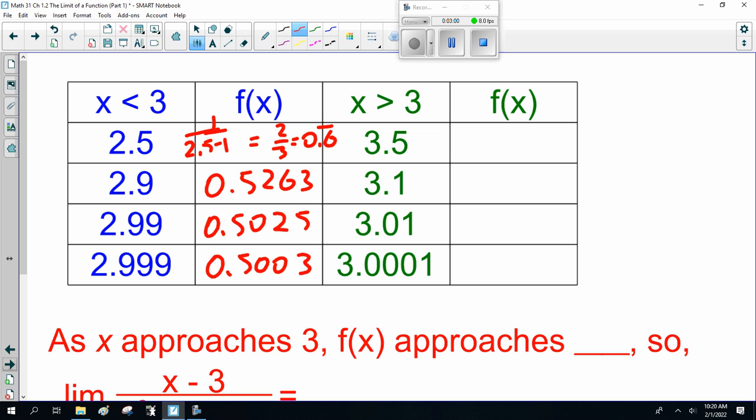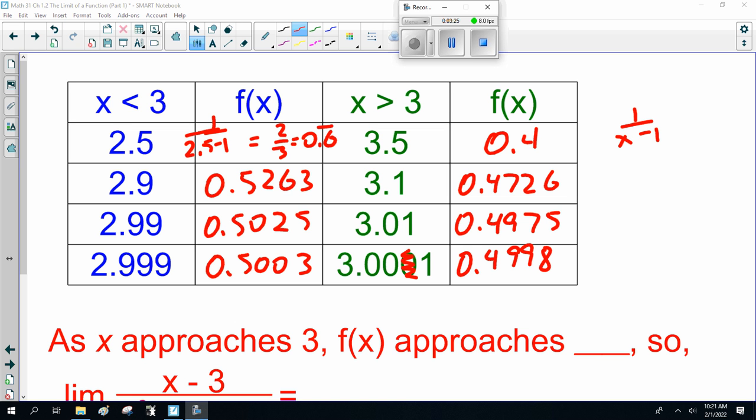Now, I'm going to pause the recording, and I want you guys to do the table for x greater than 3. All right? So remember, this is 1 over x minus 1. So 3.5 minus 1 is 1 over 2.5. Welcome back. So when I plug the numbers in, and this should be 3.001, you'll notice we're getting 0.4998, getting closer and closer to 0.5.